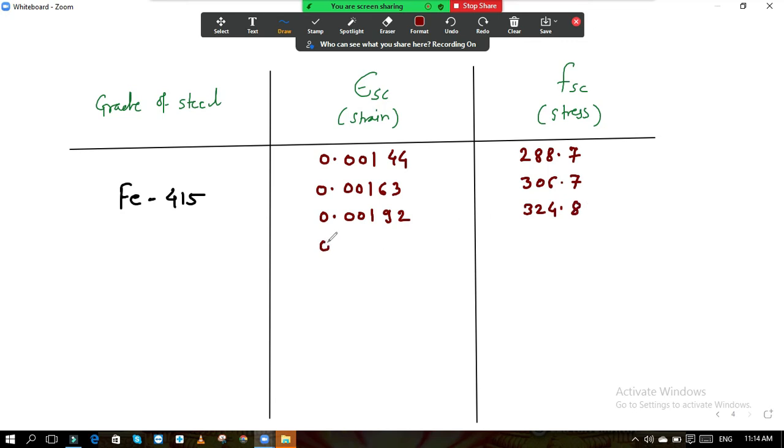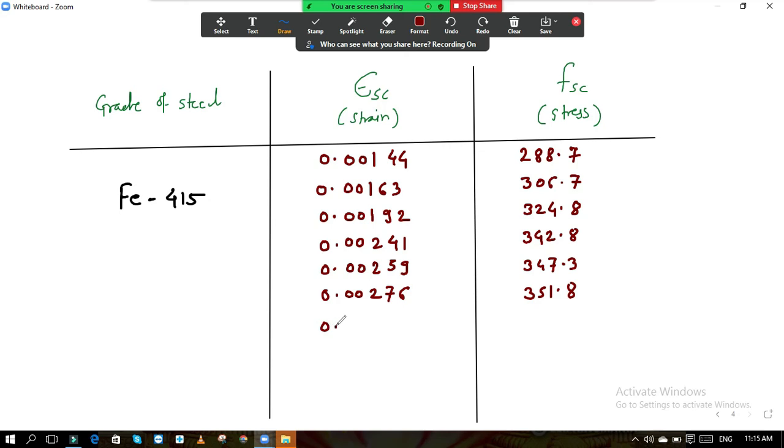Similarly, for a strain of 0.00241, it is 342.8. Then the strain is 0.00259, and it is 347.3. And when it is 0.00276, then it is 351.8.